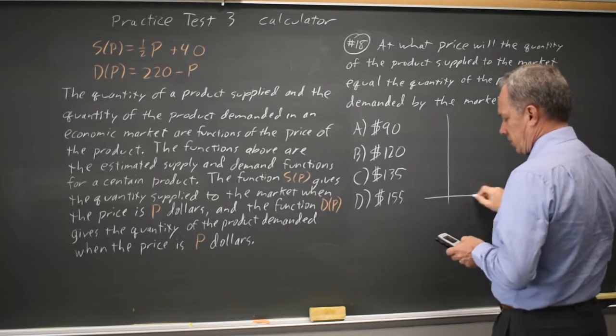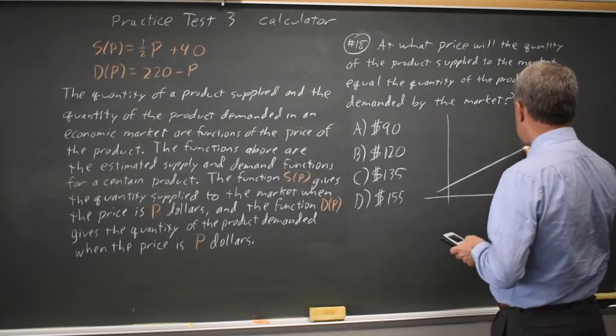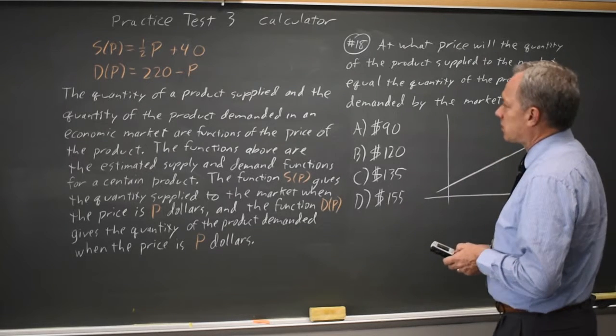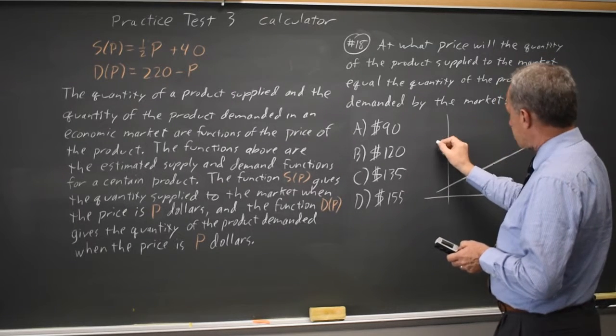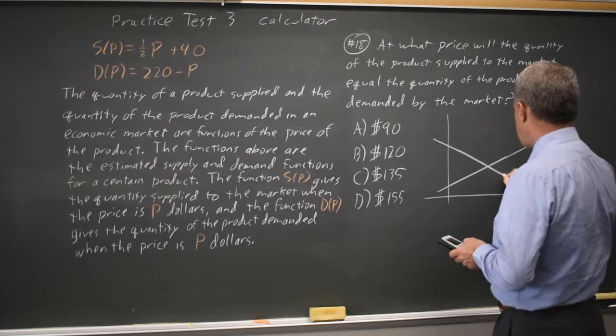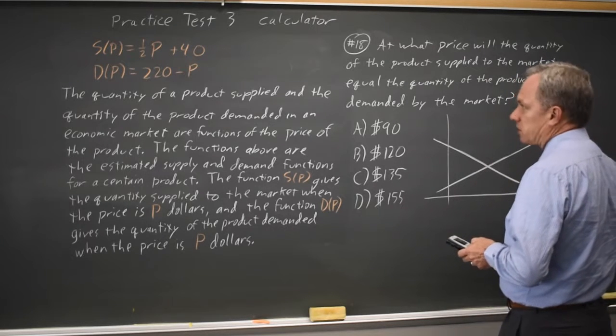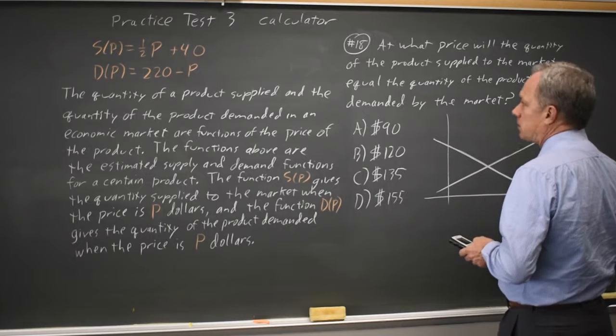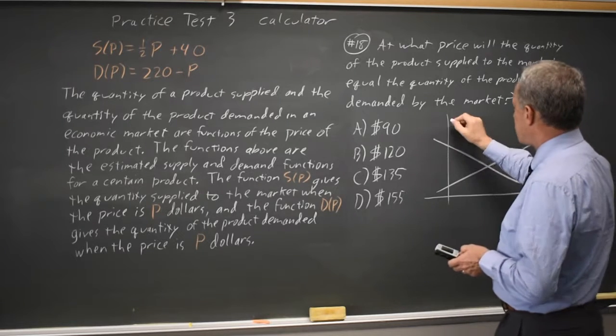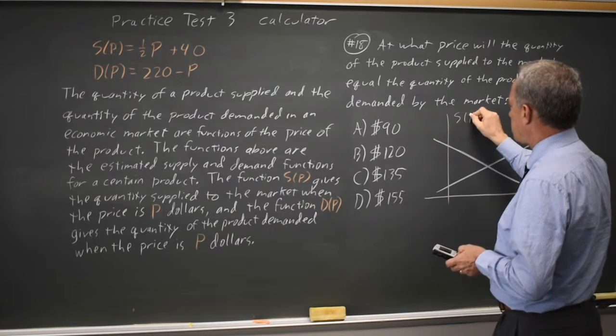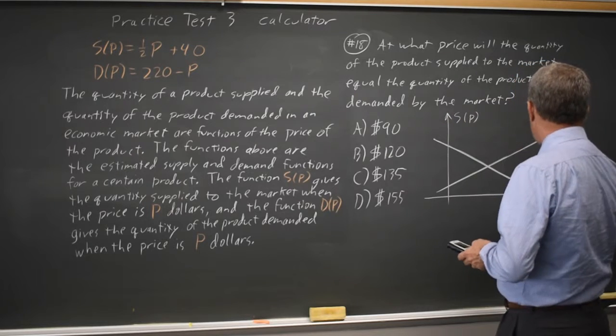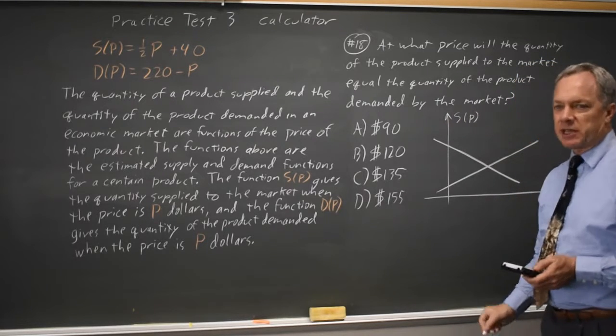On my calculator, the graph looks something like this. Supply curve is increasing as price increases and demand is decreasing. So this is P on the horizontal axis and S of P on the vertical axis. What we frequently think of them as X and Y.